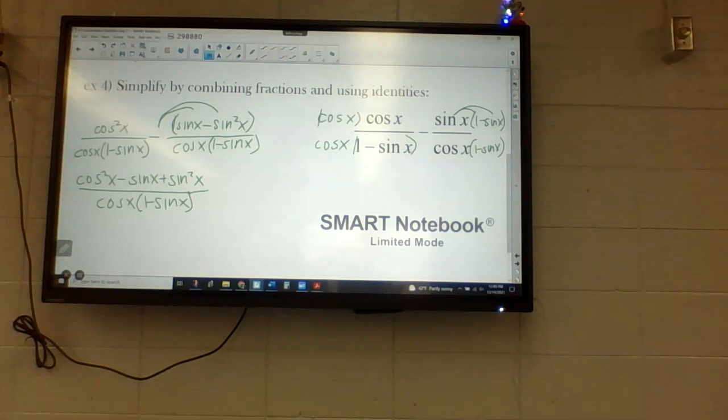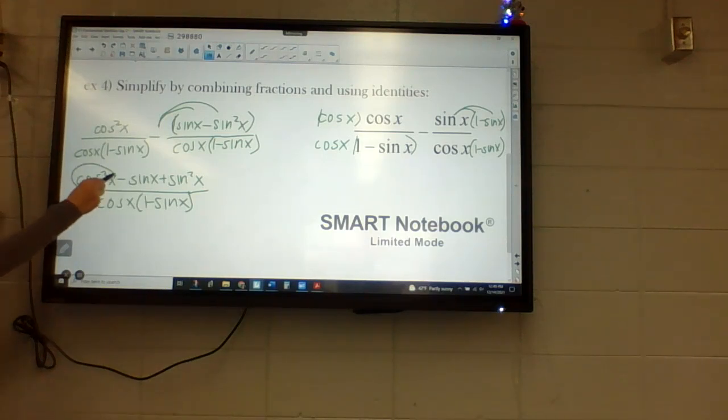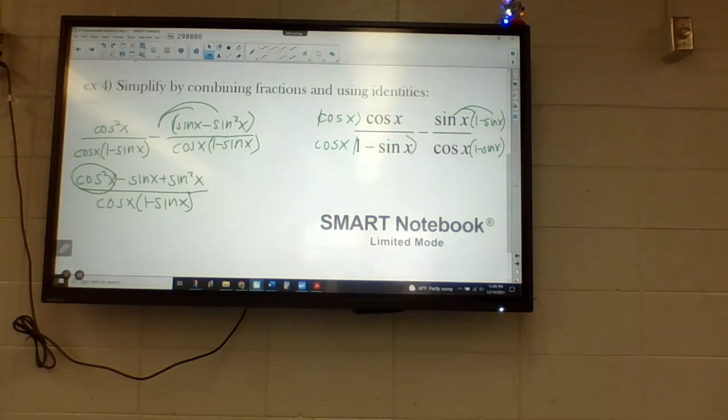Does anyone see something good that can happen right now? Yeah, what do you see? Maybe change the cosine squared of x on the top to 1 minus sine squared. Oh, you changed it to a 1 minus? Ooh, I didn't even think of that. That works. I'm going to show maybe a little bit quicker way. So what he's suggesting is that becomes 1 minus sine squared of x.